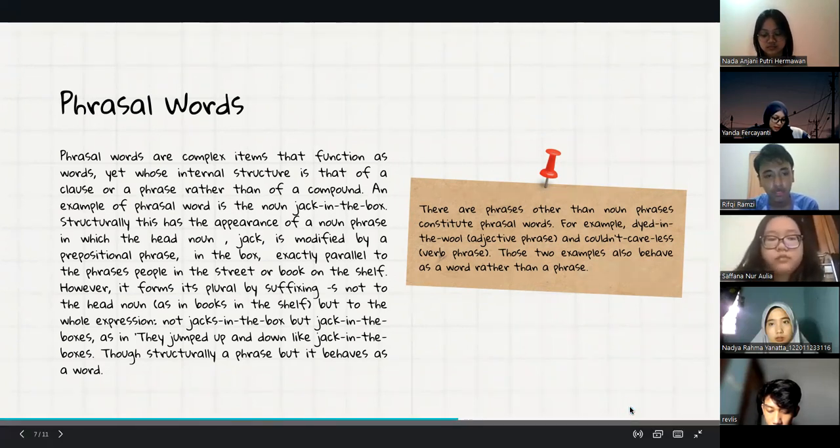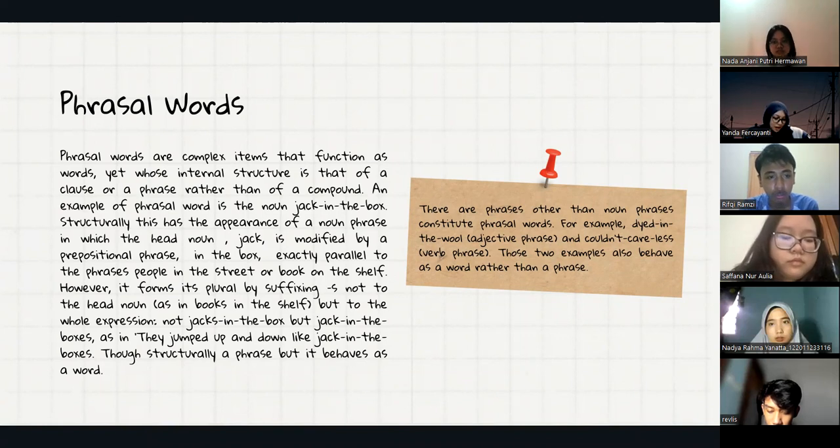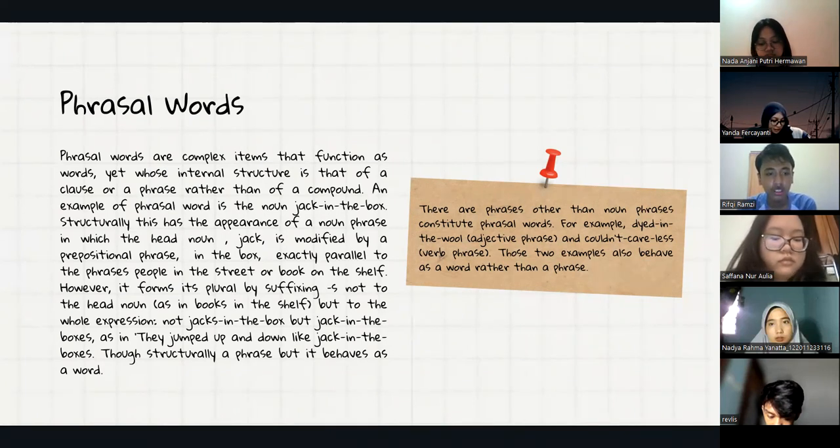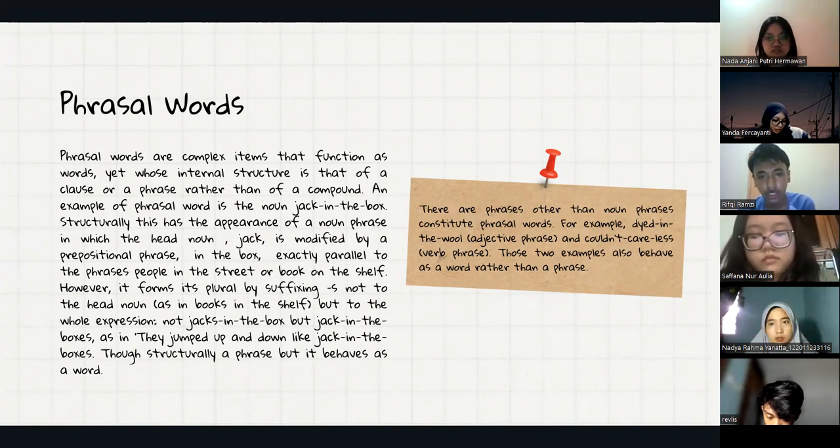However, it forms its plural by suffixing s not to the head noun, as in books on the shelf, but to the whole expression. Not Jacks-in-the-box, but Jack-in-the-boxes, as in they jump up and down like Jack-in-the-boxes. Though structurally a phrase, it behaves as a word. There are also phrases other than noun phrases that constitute phrasal words. For example, dyed-in-the-wool, that is an adjective phrase, and couldn't-care-less, that is a verb phrase. Those two examples also behave as a word rather than a phrase. Next.